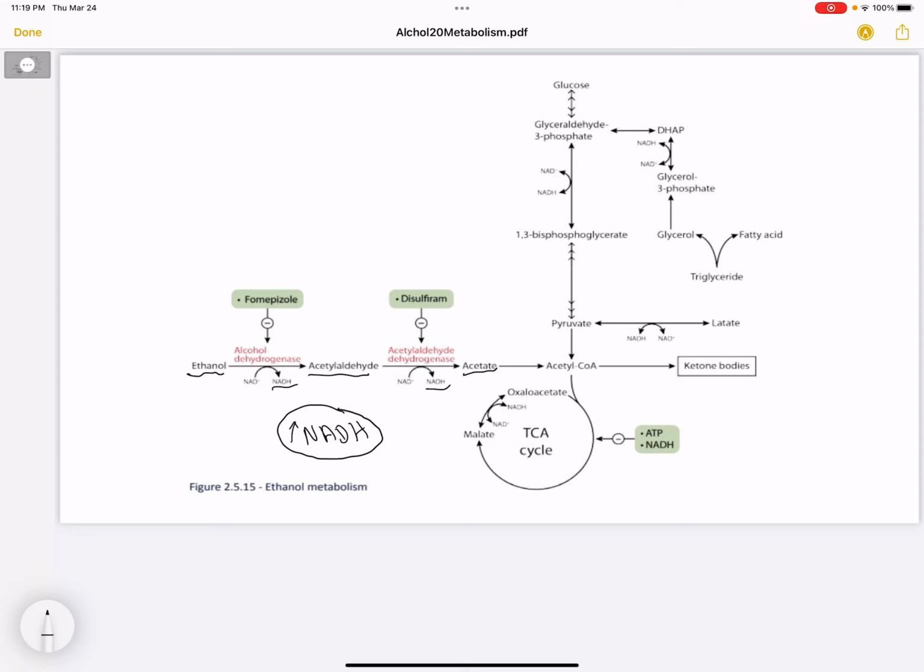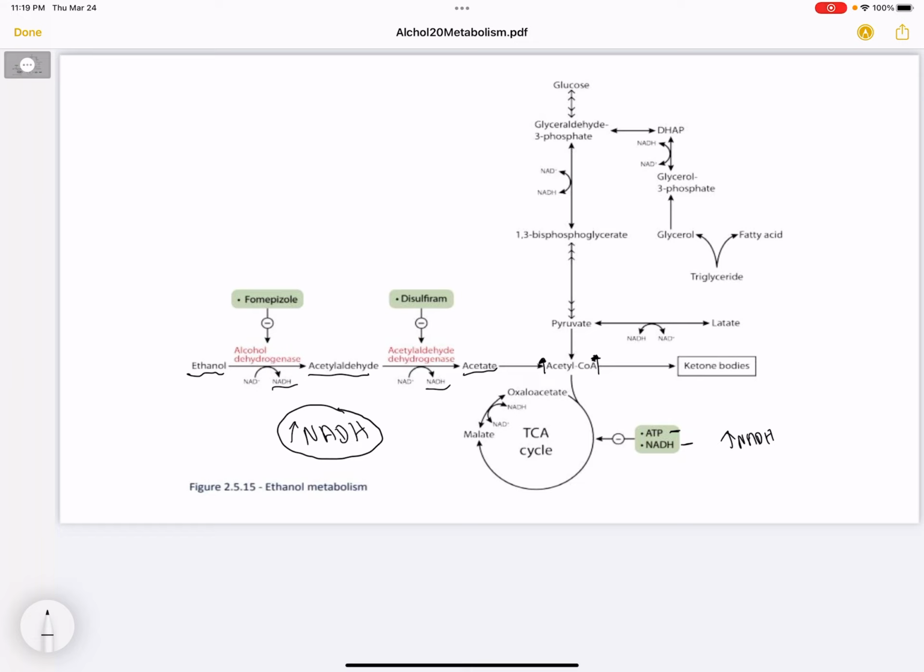Now, if you look at the TCA cycle, we see that there are two things that inhibit the TCA cycle. One of them is ATP, and the other one is NADH. So if we already have high levels of NADH, then the TCA cycle is going to get inhibited. So if the TCA cycle gets inhibited, then acetyl-CoA is not going to be able to enter the TCA cycle, and in return the acetyl-CoA's levels are going to increase.